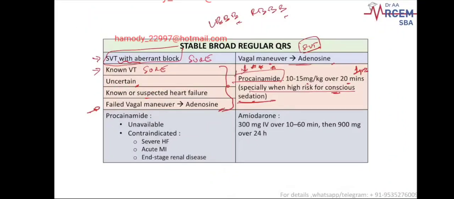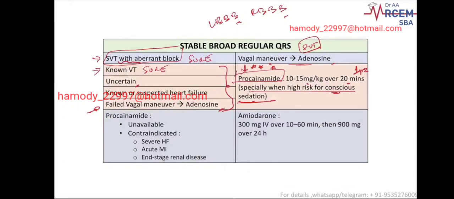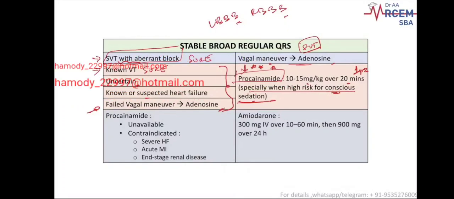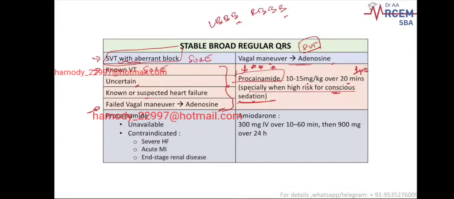Okay, so we know it is a known VT, or you're not sure whether it is a VT or an SVT with aberrant block, or SVT with aberrant block you thought and the treatment has failed, or he is a known or suspected case of heart failure. In these cases, we go ahead and give procainamide.